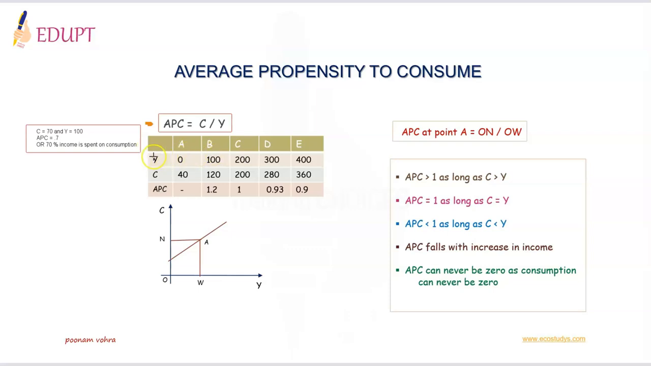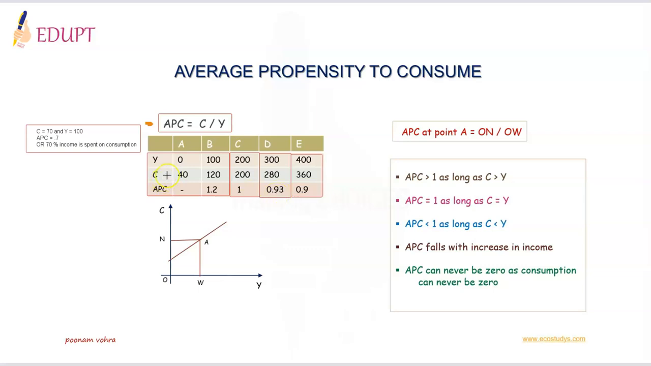Continuing with the same example, income is increasing by 100 in each case, whereas consumption is increasing by 80 in each case. So APC would be, for option A, 40 by 0, not defined. For B, it would be 120 by 100, which is 1.2. For C, consumption is 200, income is 200, APC is 1. For D, it is 280 divided by 300, 0.93. For E, it is 360 divided by 400, that is 0.9.